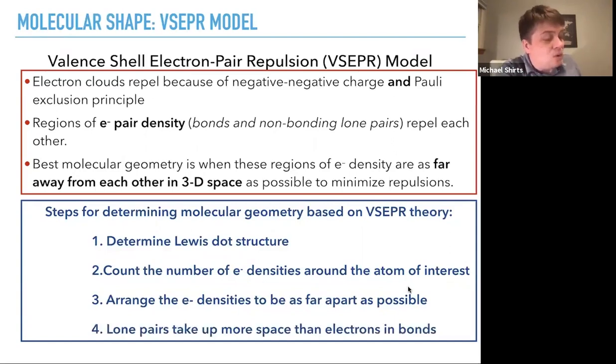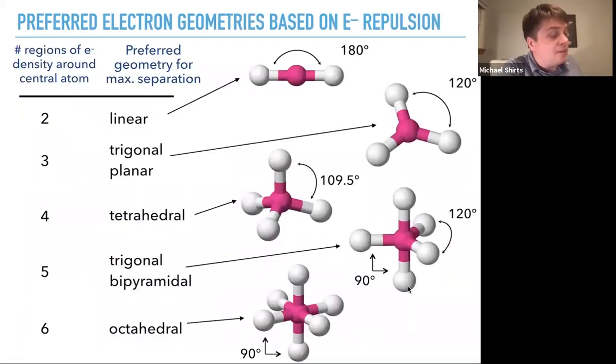Lone pairs take up more space than electrons in bonds because in a bond, the electrons are sort of confined to a volume between the atoms, but a lone pair is just sort of unattached. It can spread out a little bit more. Okay, so let's look at the preferred electron geometry.